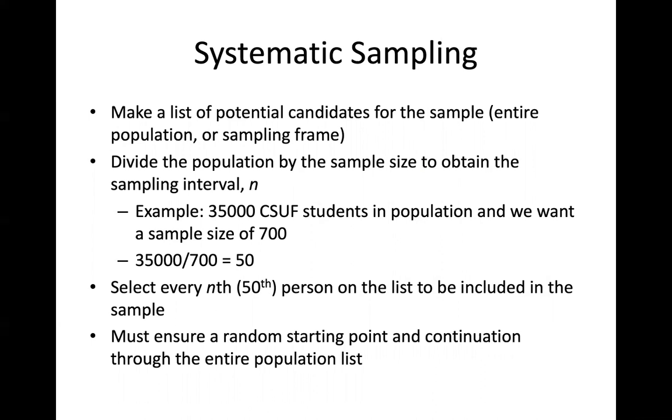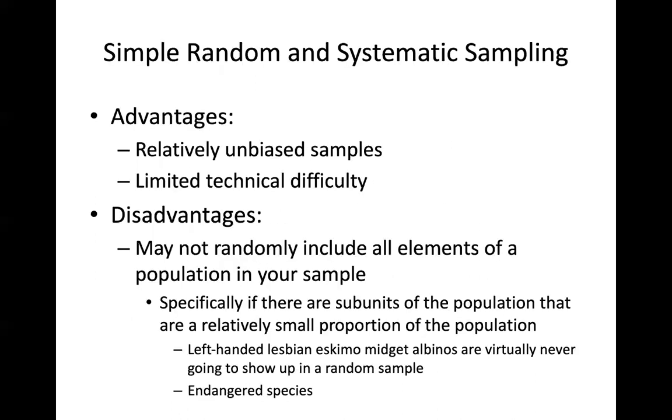Then we count down. Every 50th person gets to show up in the sample. That's 35,000 divided by 700. So start at a random point, pull every 50th person, those become part of our sample. That's systematic sampling. When we do simple random and systematic sampling, these are relatively unbiased samples with limited technical difficulty. But simple random samples and systematic sampling end up not giving us a very good idea about very small groups in your population. So for example, you might not get subunits of the population that are a relatively small proportion of that population.